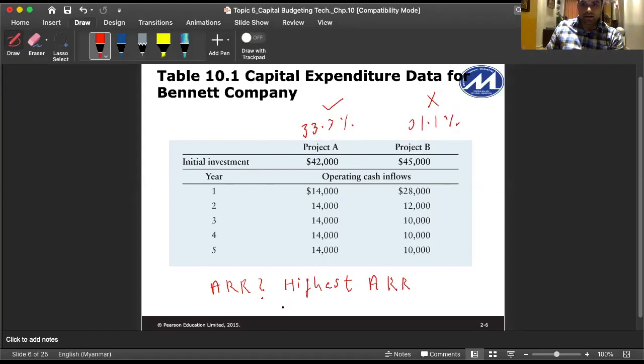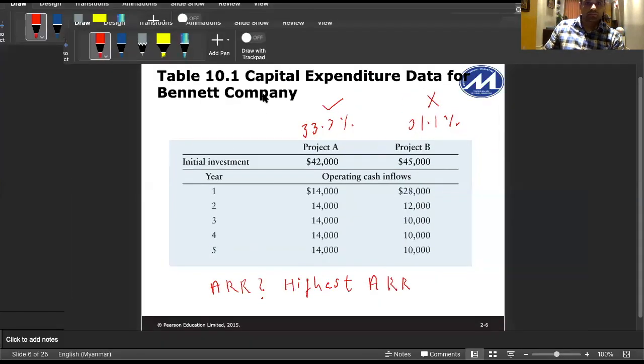So is it okay with everybody? Any questions, or shall we move on to the second method? So let's move on. Now the second method is the payback period.